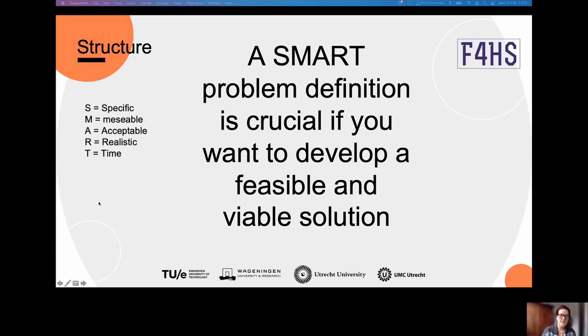And what is SMART? Well, this stands for specific, measurable, acceptable, realistic, and time. And it's a way to really test if your problem definition is smart. So use this SMART trick as a way to check your problem definition once you have formulated it.